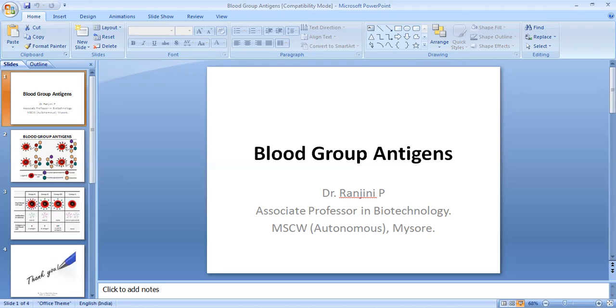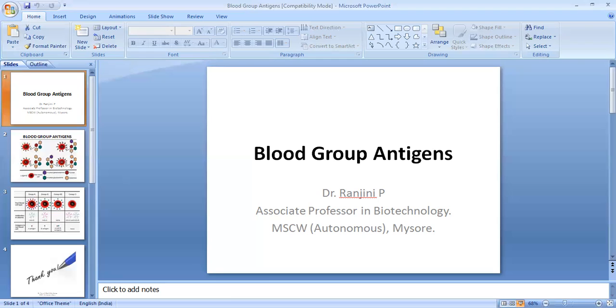As of 2019, a total of 41 human blood group systems are recognized by the International Society of Blood Transfusion. The two most important blood group systems are ABO and RH. They determine someone's blood type for suitability in blood transfusion.